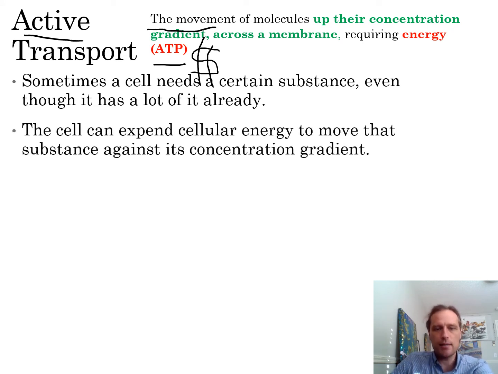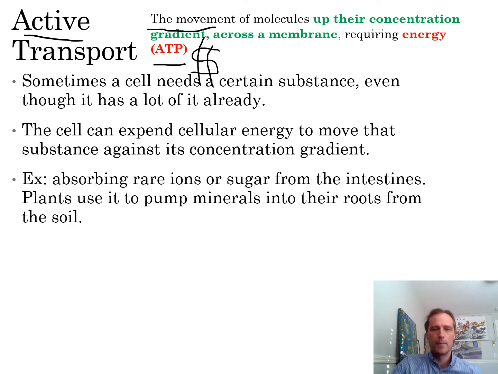The cell expends cellular energy to move that substance against its concentration gradient, so up the concentration gradient from low to high. Example, absorbing rare ions or sugar from the intestines. Your intestinal cells will do this. Plants use it to pump minerals into their roots from the soil. This is one way plants compete with each other. They can't just go somewhere else if they don't like it. They can't move, get on a plane, go somewhere. So they're stuck in their rooty, dirty environment.